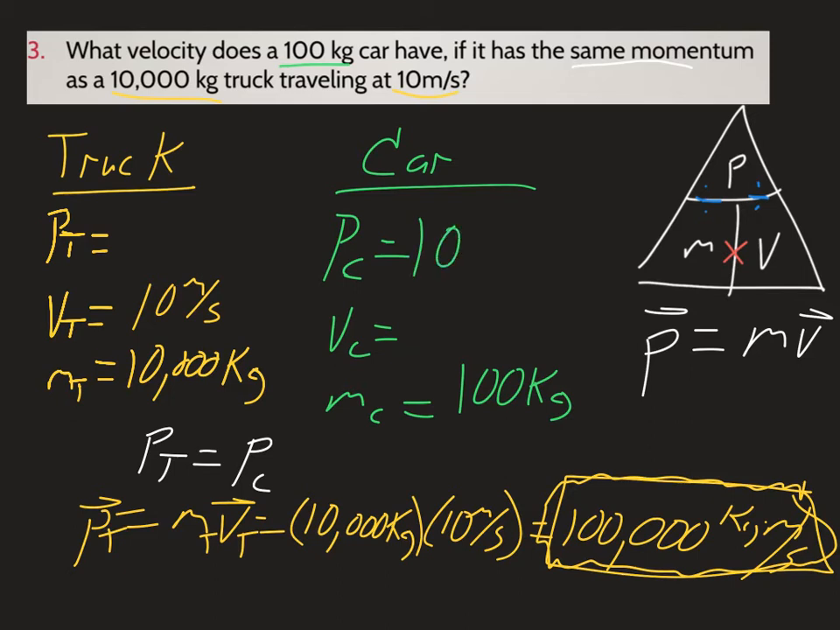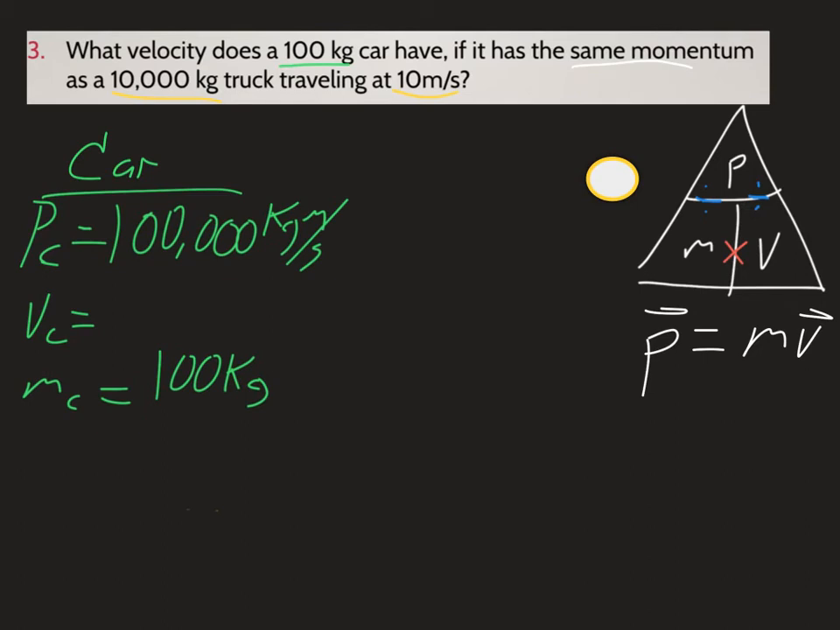I can now plug that into the momentum of my car. We know my car is 100,000 kilogram meters per second momentum. And so I only need to solve for the velocity. Let me clean this up before we do that. So now I cleaned it up, and the first thing I'm going to need to do is I know I need to find my velocity.